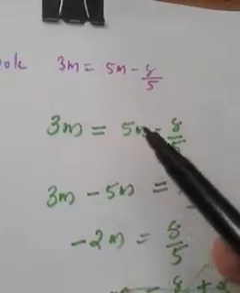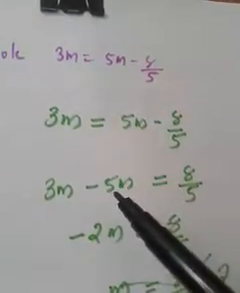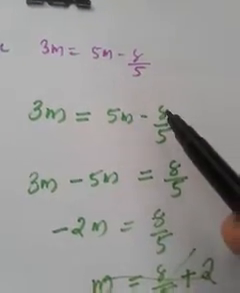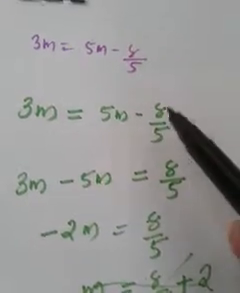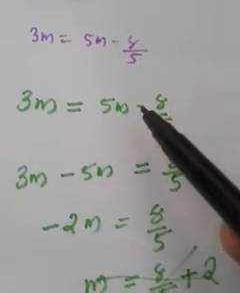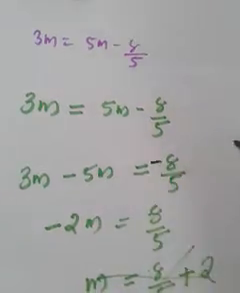See, here when you take this 5m to the left side, it is 3m minus 5m. So we may have written 8/5. We are supposed to write that 8/5 with the sign. Its sign is minus. I forgot to write that here, isn't it?